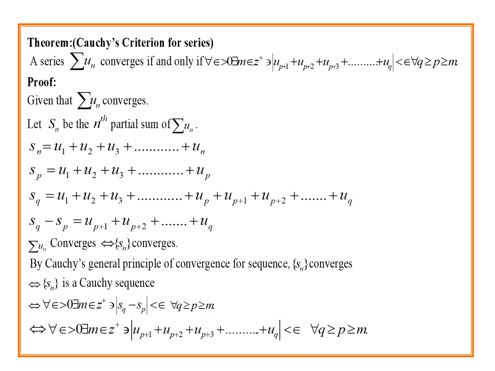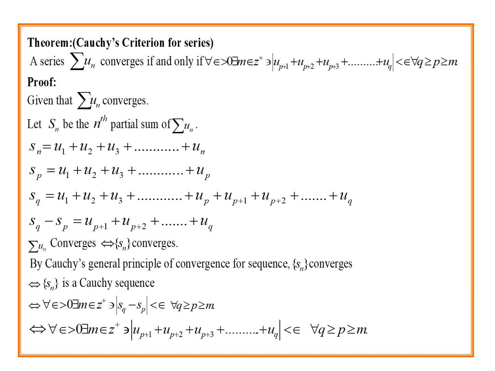The series is convergent if and only if the sequence of partial sums is also convergent. So by the Cauchy general principle of convergence of a sequence, the sequence Sn is convergent if and only if it is a Cauchy sequence. By the definition of a Cauchy sequence, this holds if and only if for all epsilon greater than 0 there exists m belonging to Z plus such that mod Sq minus Sp is less than epsilon for all q greater than or equal to p greater than or equal to m.